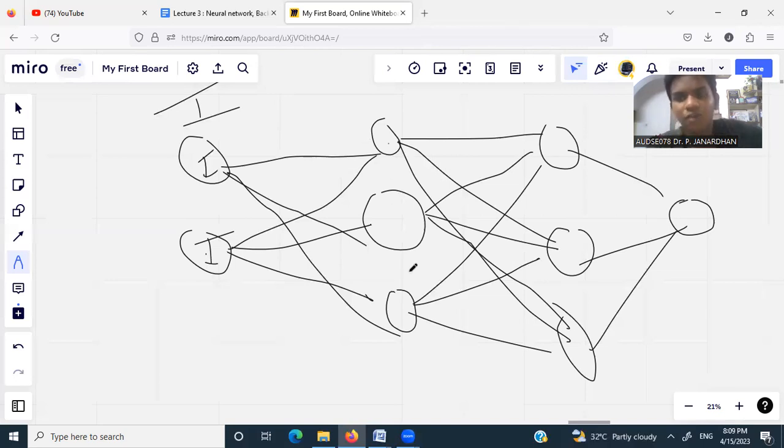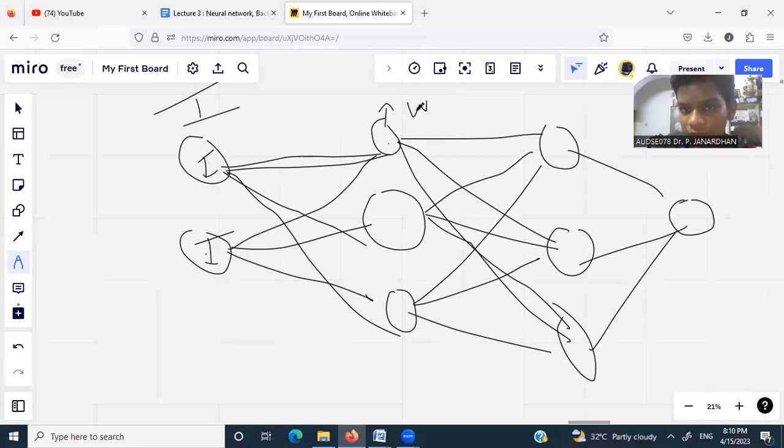So each neuron will find a feature, and finally this output neuron will get all these input features and predict the output, right? Let me elaborate on that. Let's say we have this input, right? What we'll do is feed all these input values to all the neurons in the next layer, and this input value will also be fed to all the neurons in the next layer.